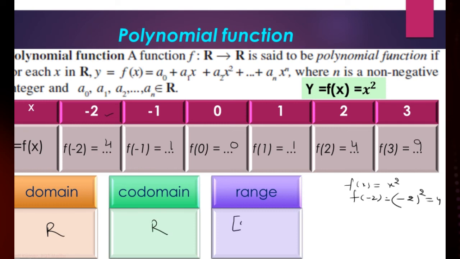How will we write it down? We will write from 0 to infinity, a closed interval at 0, that means 0 is included, and up to infinity. This will be the range of this particular function y equal to x².